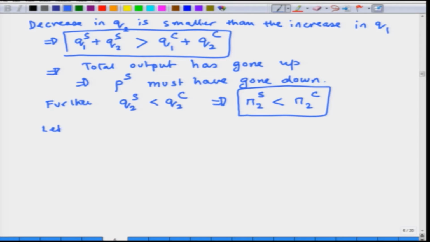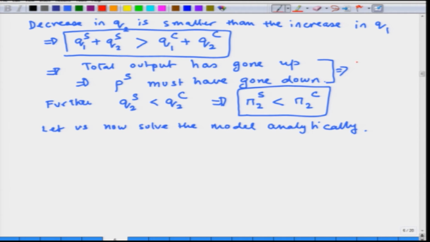Okay. Let us now solve the model analytically. Okay. So, one other statement which might be useful for us to note here is the fact that total output has gone up and price has gone down together imply that consumers are much better off in the Stackelberg model, right. So, consumer surplus has increased. Okay. So, let us also make a note of that.